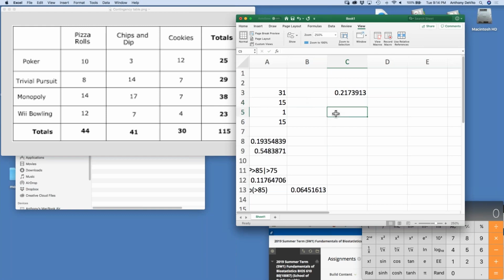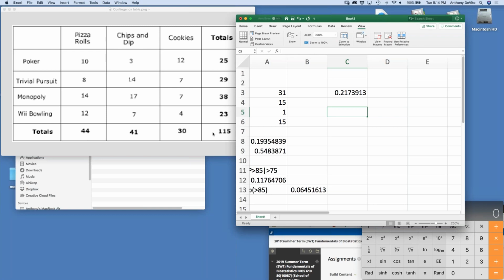Okay, so what's the probability that they played Monopoly? Well, that's just going to be 38 over 115. Okay, well, what's the probability that they ate pizza rolls that night? Well, 44 people out of 115 ate pizza rolls, right? All it is is just basic straight calculations of probability.